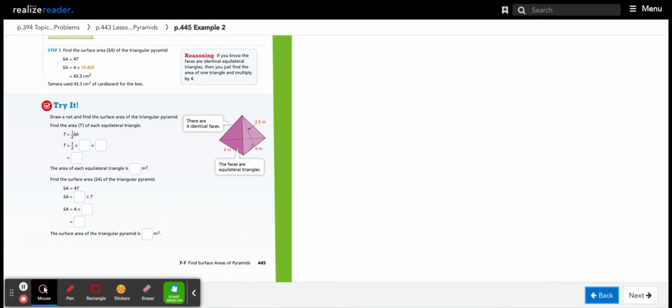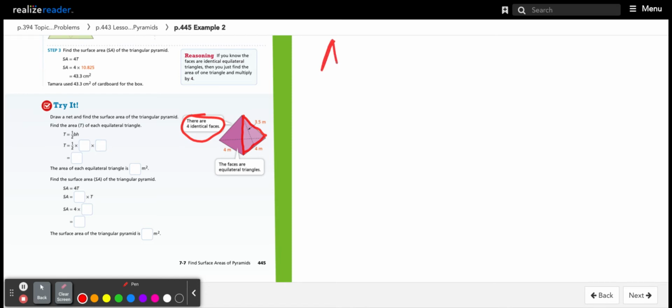Equilateral triangles just means that the length of each side is the same, but that's not really as important because we have to look at the base and the height. So we have 4 triangles here. If I wanted to make the net, you could sketch out the net, or we can just think of it as, okay, we have 1 triangle here, and then there's going to be 4 identical faces. So first, let's find the area of that 1 triangle.